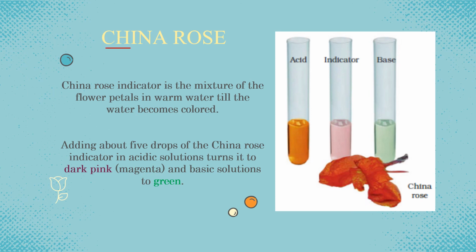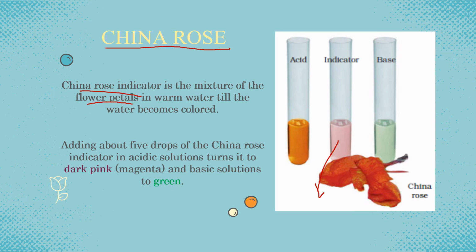China rose. Now China rose is not as commonly used or known as litmus paper and turmeric, but nevertheless it still is a natural indicator. You get China rose indicator by mixing flower petals into warm water till the water becomes colored, right? And it is pink in color. You can look at this photo over here.